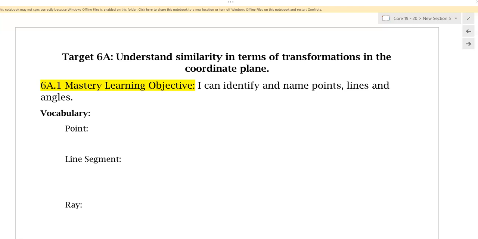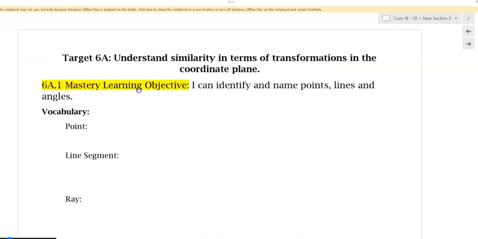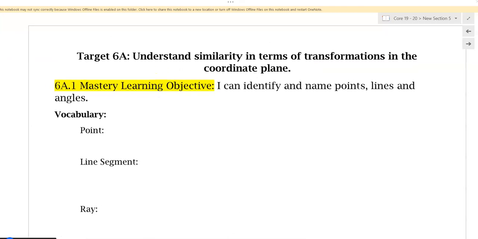Alright, so we are now looking at KC6, target A. Our 6A target is understand similarity in terms of transformation in the coordinate plane. And our 6A.1, what we're going to do first is just identifying and naming points, lines, and angles. We have a lot of vocab for this first one.